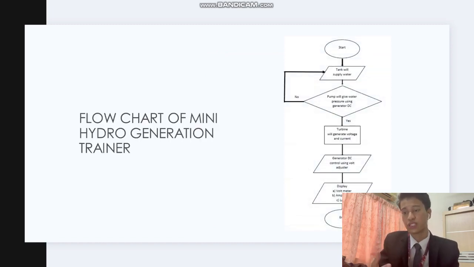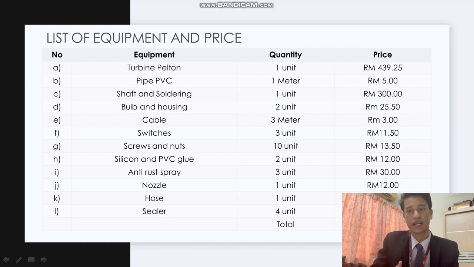This is my flow chart of the mini hydro generation trainer. As you can see, from start, the tank will supply water, and the pump will give water pressure using the DC generator. Then the turbine will generate voltage and current, and the DC generator is controlled using a volt adjuster, with a display voltmeter, ammeter, and load, which is a lamp or light bulb, and it ends after that. These are the lists of equipment and prices, as you can see.